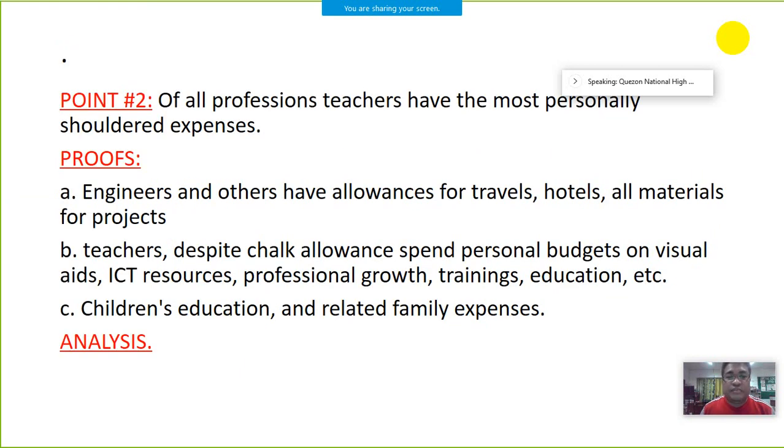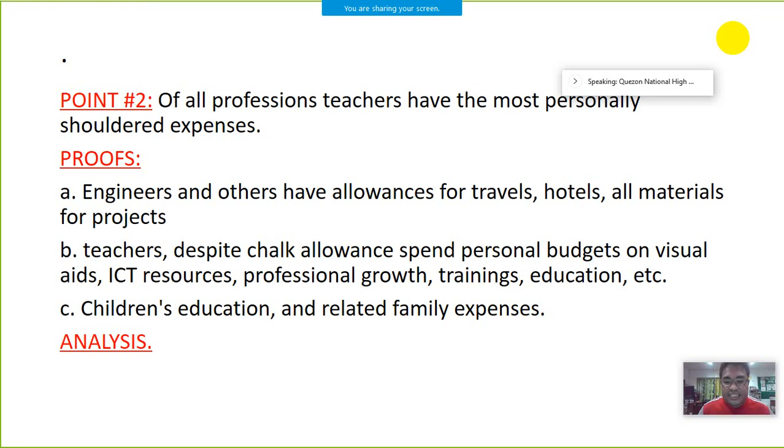Now, in the next part, although the paragraphs are not provided here, the point presented is that of all the professions, teachers have the most personally shouldered expenses. Then what are the proofs? It is enumerated that engineers and others have allowances for travels, hotels, and all materials for their projects, whereas teachers, despite their allowance, spend personal budgets on visual aids, ICT resources, professional growth, training, education, and other needs. Then children's education and related family expenses.